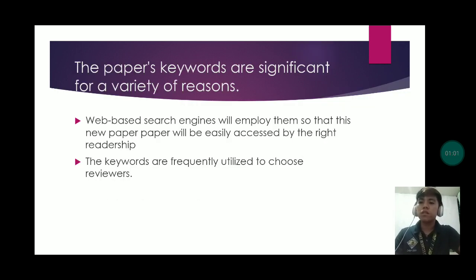The paper's keywords are significant for a variety of reasons. These are the two reasons of importance. First, web-based search engines will employ them so that the new paper will be easily accessed by the right readership. Other researchers use software systems so that they can easily find it. For example, researchers use keywords to find papers on the internet, so the readers can also be flexible about what is in their paper.